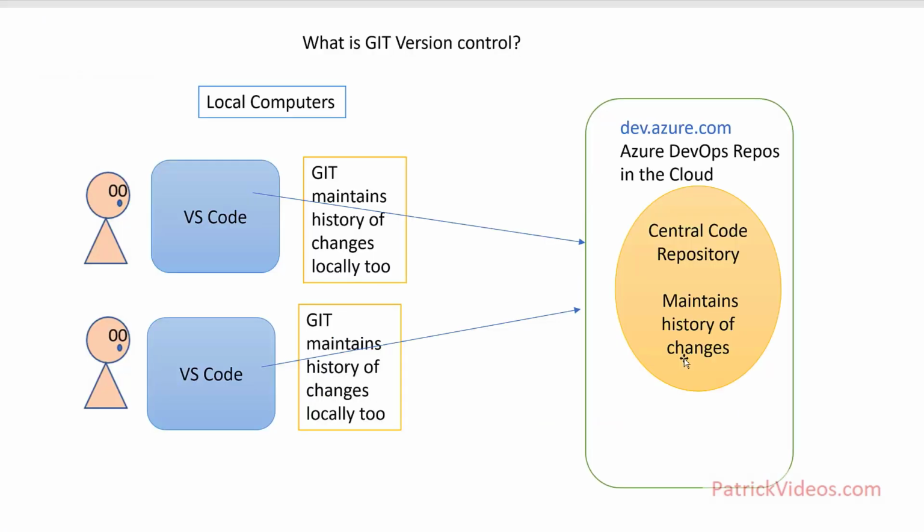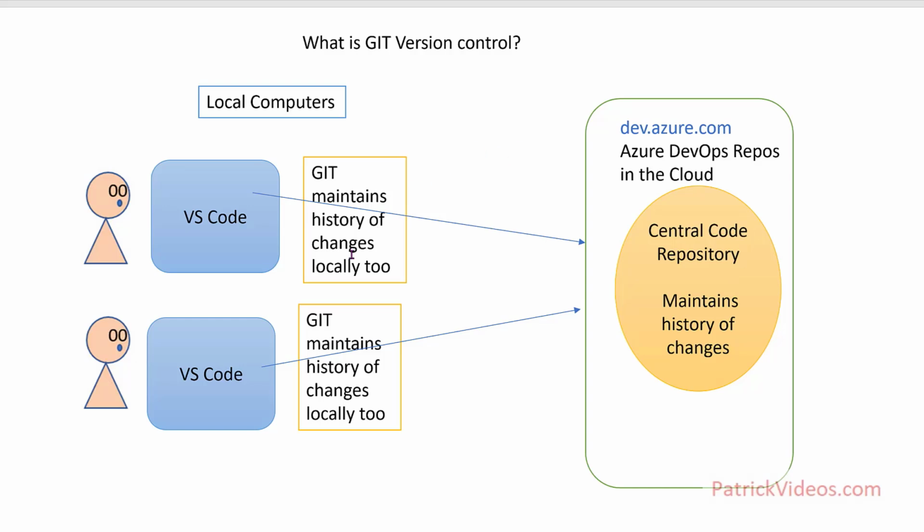So where does Git fit in all of this? What exactly is Git version control? Previously, when we used to write code, we would save it to our local hard disk. And then there would be a central repository which would have the version control tool. It would maintain a history of who made what changes. This central repository may be in the cloud or on another server.